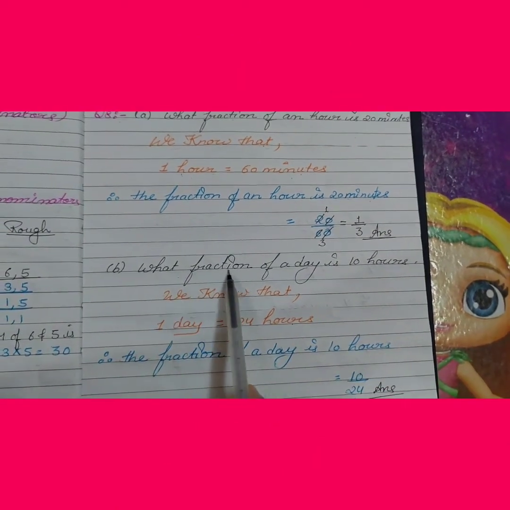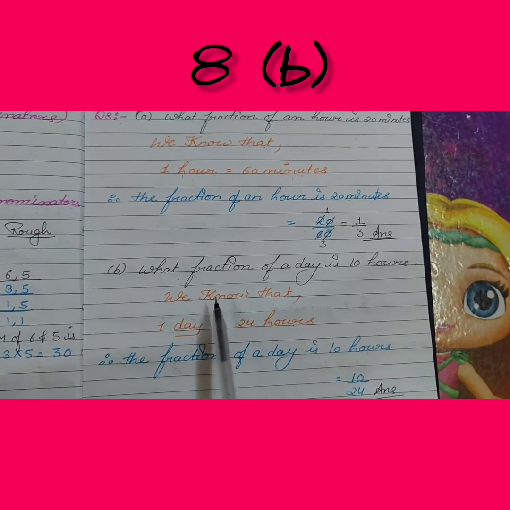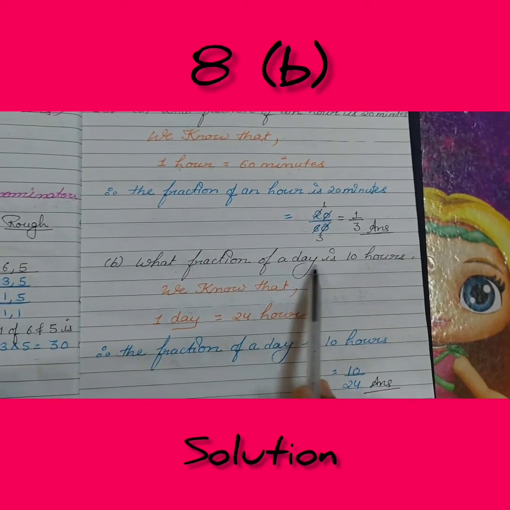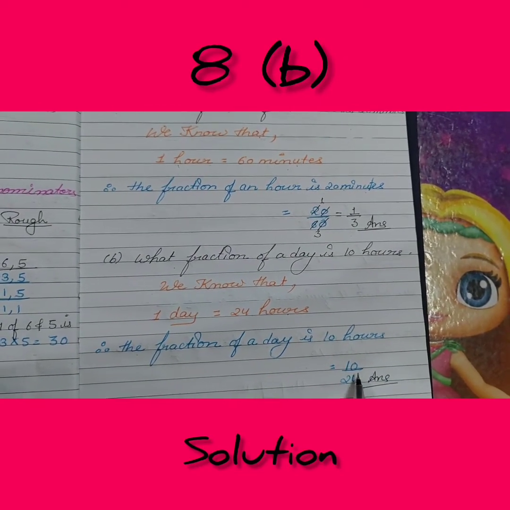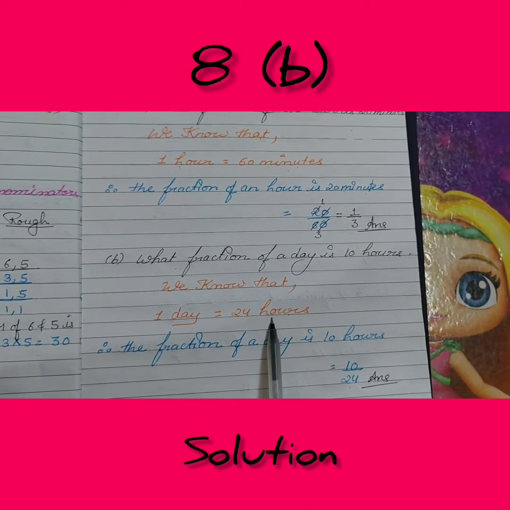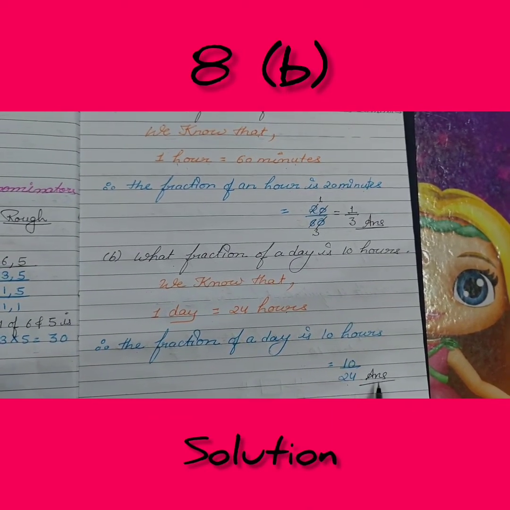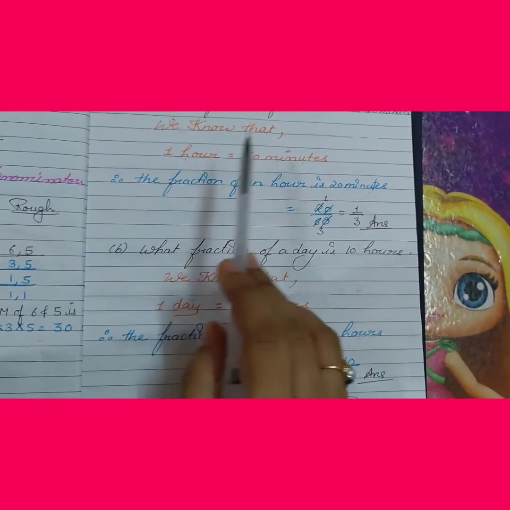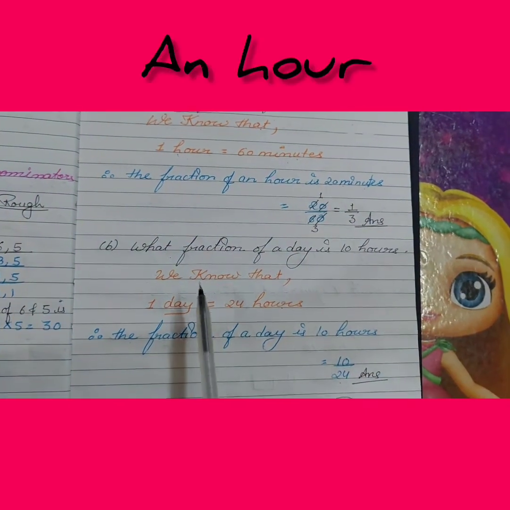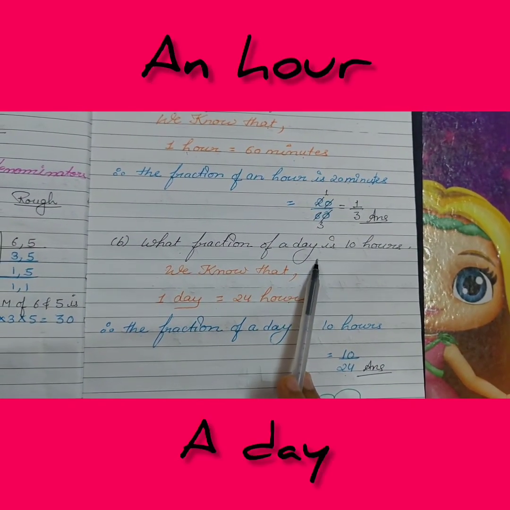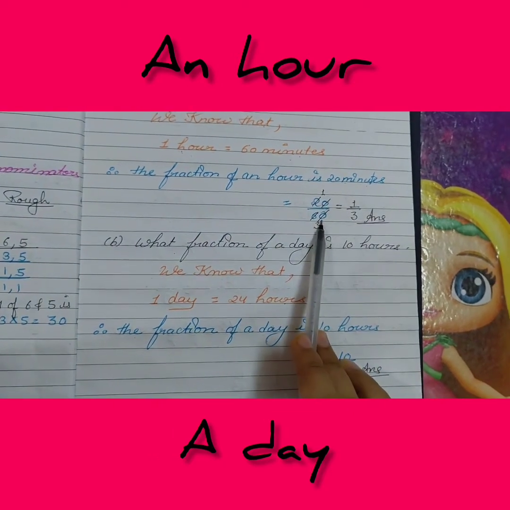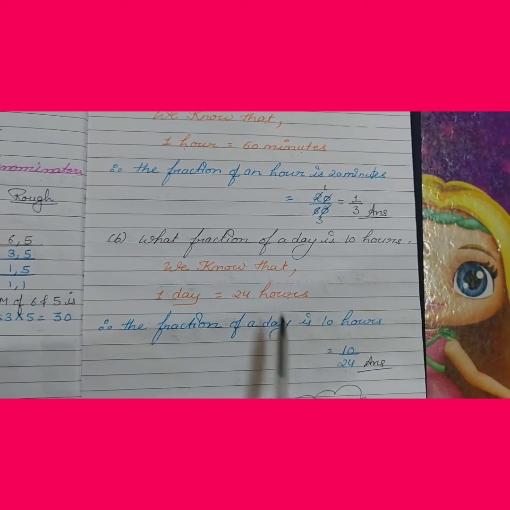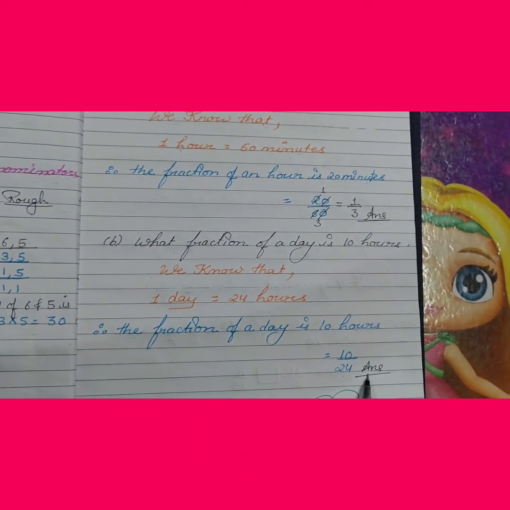Now B part. What fraction of a day is 10 hours? We know that 1 day is equal to 24 hours. Therefore, the fraction of a day that is 10 hours is 10 upon 24, because 1 day is equal to 24 hours. So our answer is 10 upon 24. In A part, we had to find the fraction of an hour, and in this, what fraction of a day? So 1 hour is equal to 60 minutes, so we are dividing by 60, and in B part, 1 day is equal to 24 hours, therefore we are dividing this fraction by 24.